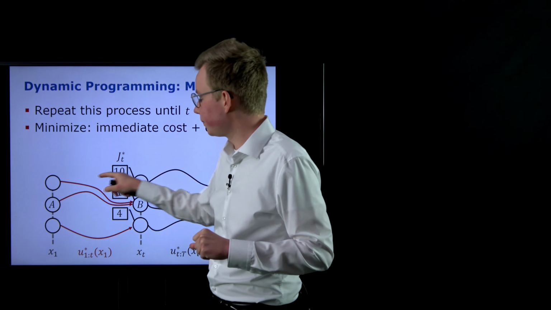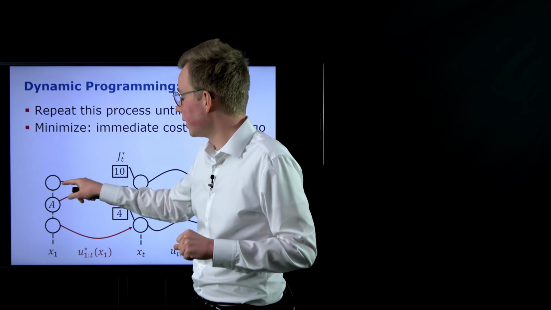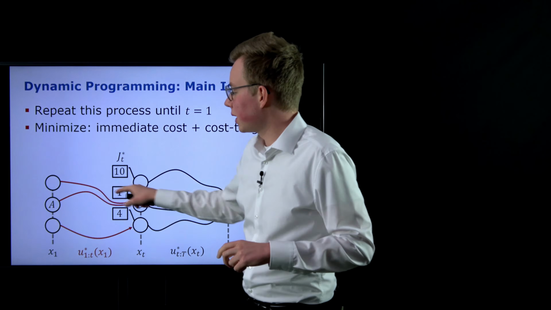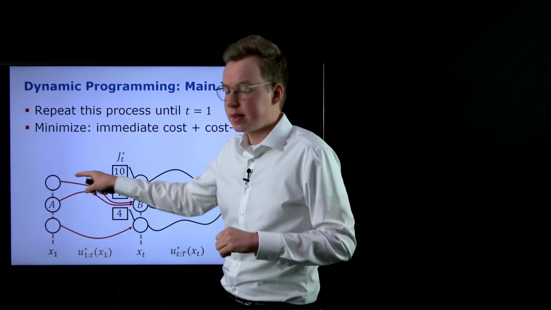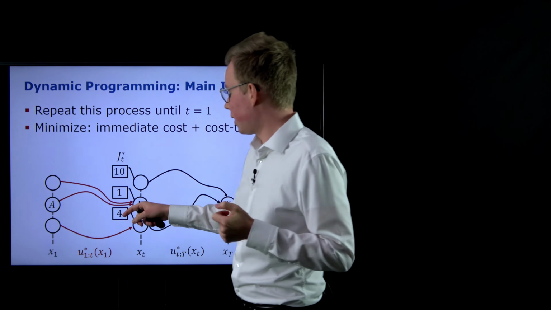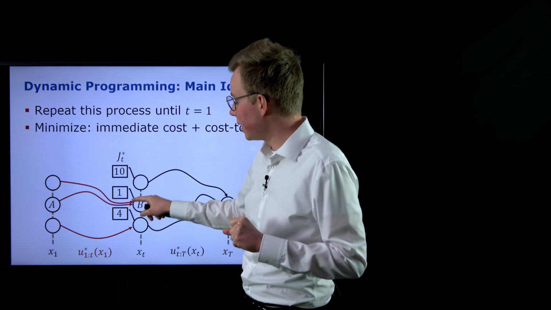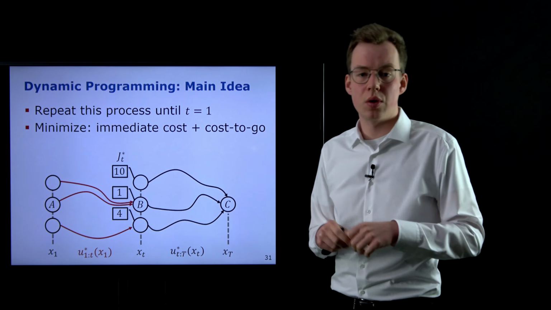So for example, if we were in this state, then this would be the optimal trajectory because, maybe it has a high cost, but then at least here when we reach the state B, we have a small cost to go.